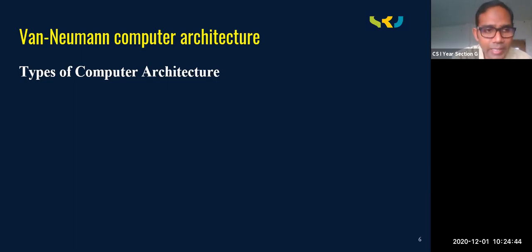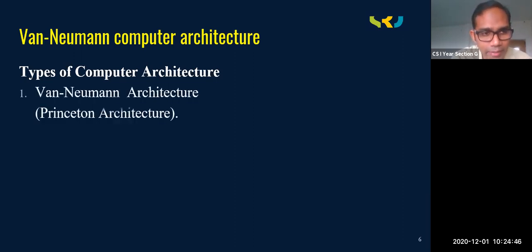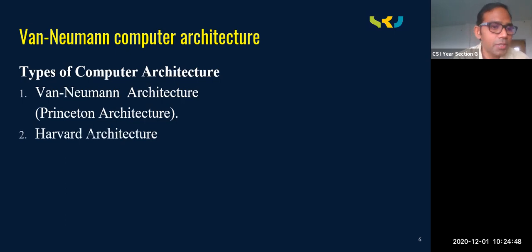Now, we basically have two types of architectures available as of date. The first one is called von Neumann architecture. This is what we have in the syllabus. It is also called the Princeton architecture. Apart from this architecture, one more is called Harvard architecture.